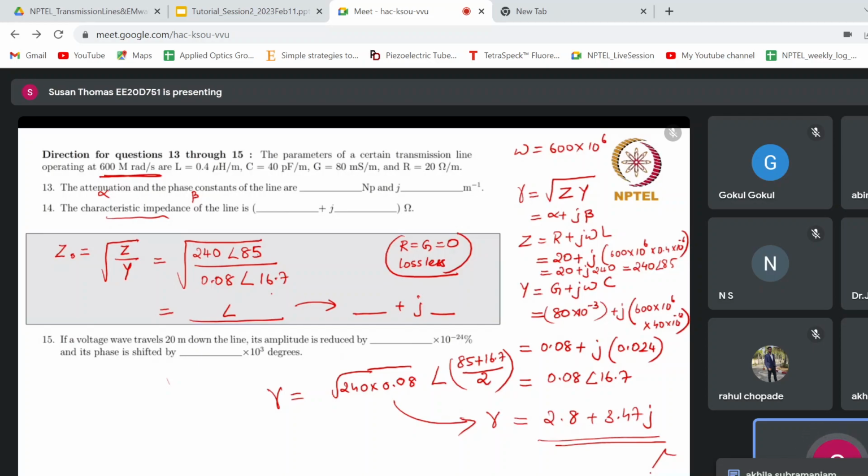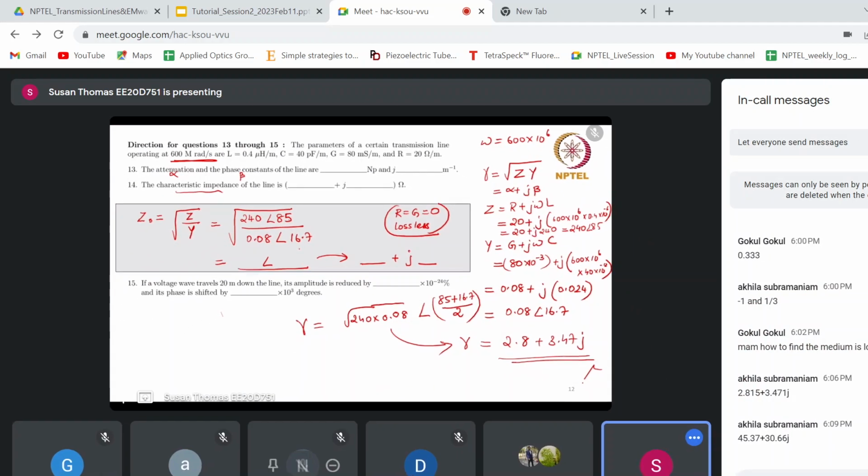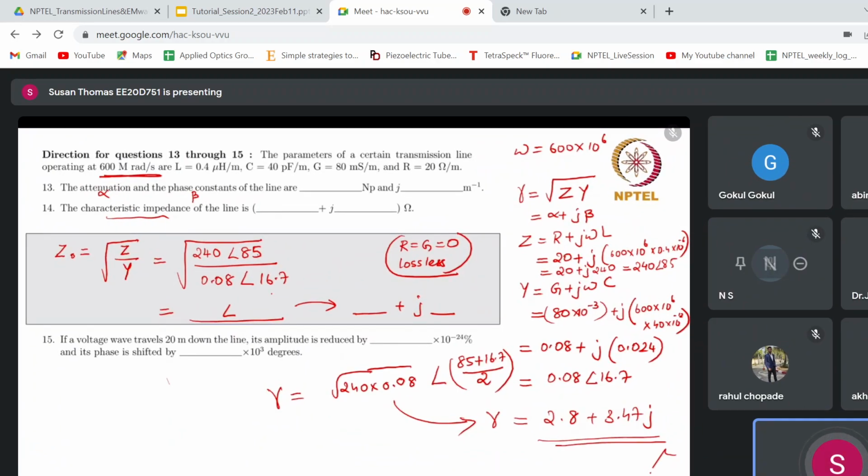There is some answer. 45.37 plus 30.6. Yeah, right. You are right. That's the right answer. So that is the characteristic impedance. I hope all of you are getting this. Probably you will be close to this. All of you can try.